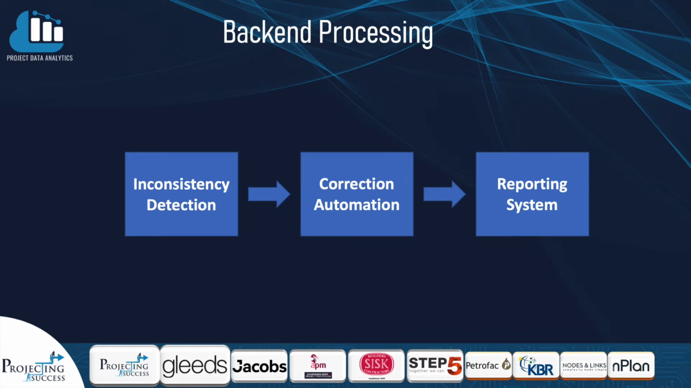As for the backend processing part, it consists of 3 different functions. Inconsistency detection: we want to capture potential duplicates and invalid inputs. Moving on to correction automation, we want to use smart algorithms to correct data entries automatically, including deleting some duplicate entries and also fixing invalid inputs without human input. Also, we want to keep a reporting system that flags entries that need more attention to managers.